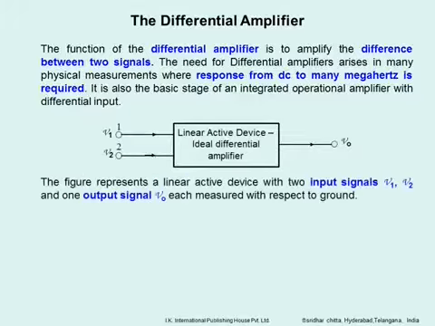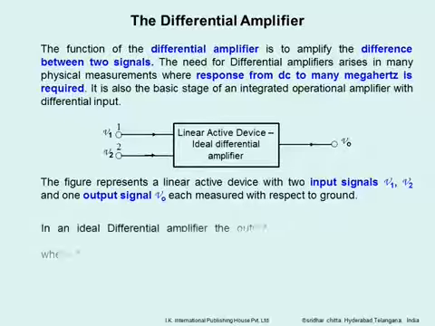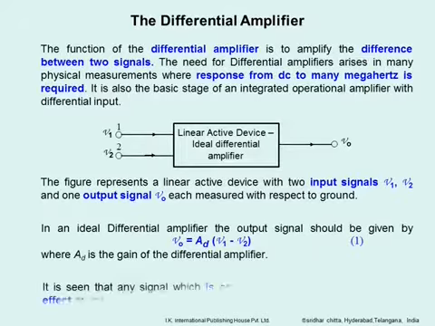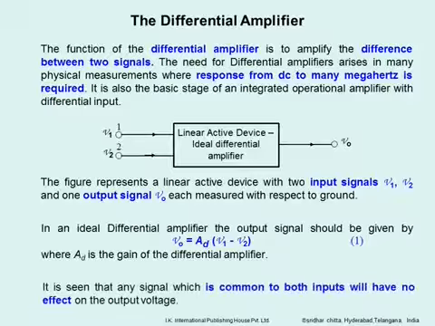The figure represents a linear active device with two input signals V1 and V2 and one output signal VO, each measured with respect to ground. In an ideal differential amplifier, the output signal should be given by VO equals AD multiplied by (V1 minus V2), where AD is the gain of the differential amplifier. It is seen that any signal which is common to both inputs will have no effect on the output voltage.